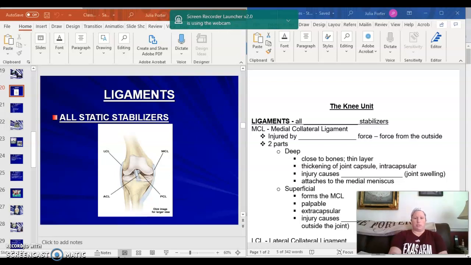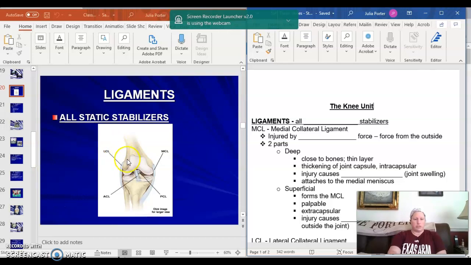As you'll see, I've split the screen here so you can see the PowerPoint and your notes. Follow along with your notes and fill in what you need to fill in. All right, so first off, when we talk about ligaments, ligaments are static stabilizers. Static means they hold it in place while we're not moving. So if we didn't have our ligaments to hold our knee in place, we would fall over, we would not stand upright.